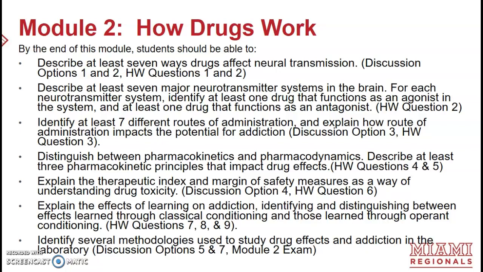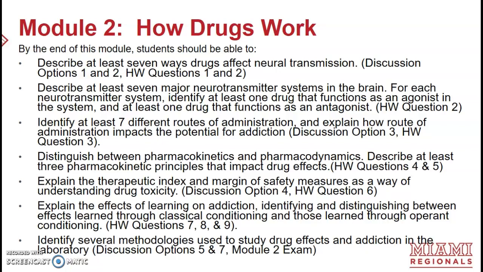neurotransmitter system, be able to identify at least one drug that functions as an agonist in the system, and at least one that functions as an antagonist. And this will be assessed through homework question 2. Next, you will learn to identify at least 7 different routes of administration and explain how the route of administration impacts the potential for addiction. We'll cover this in discussion option 3 and homework question 3.